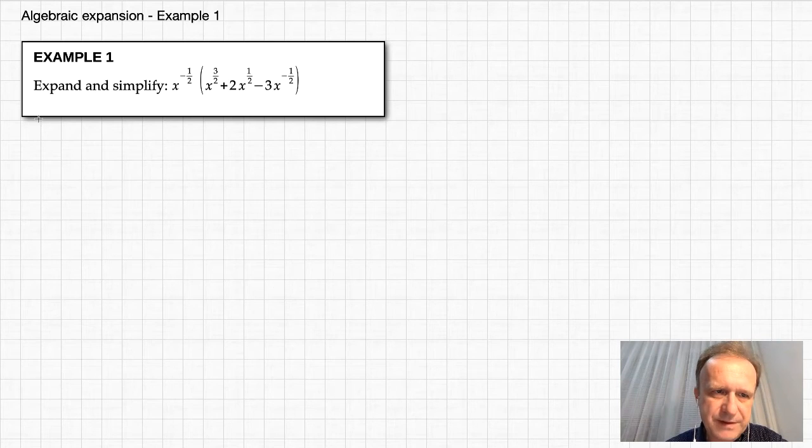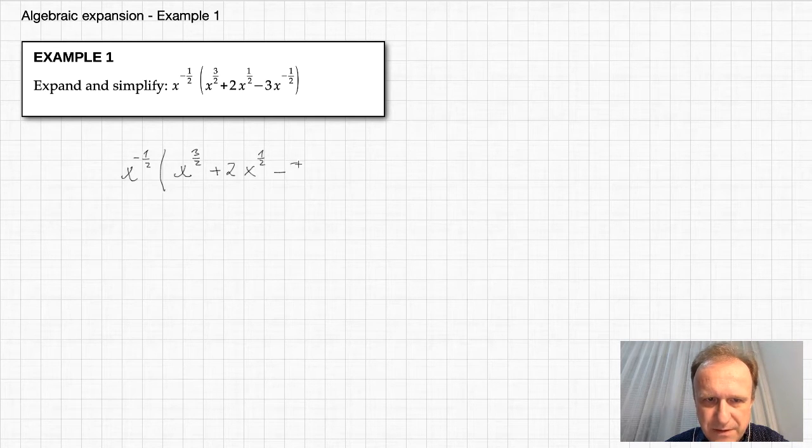Example 1. Expand and simplify. And here we have an expression containing powers with rational exponents. So first let me copy it. It's x to the power of negative 1/2 times bracket x to the power of 3/2 plus 2 times x to the power of 1/2 minus 3 times x to the power of negative 1/2. So this is the expression to simplify.